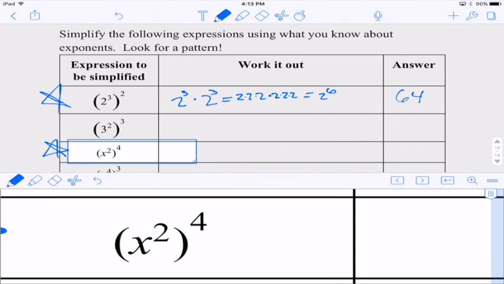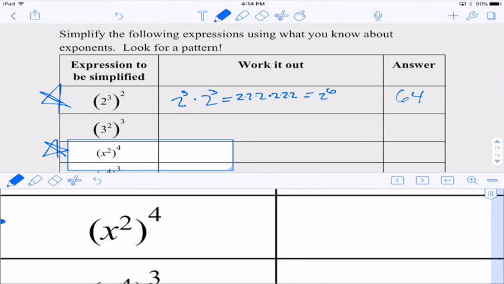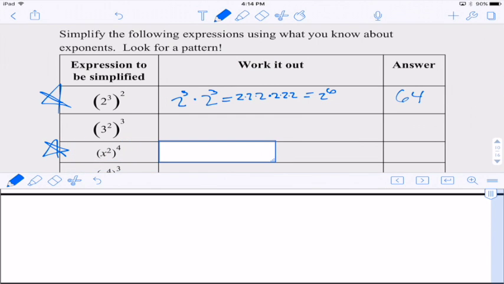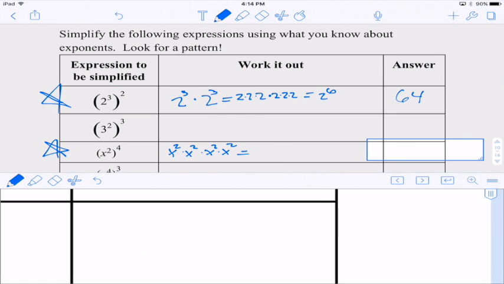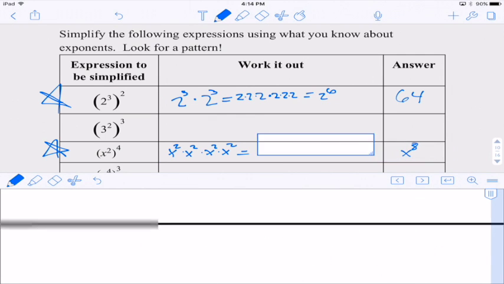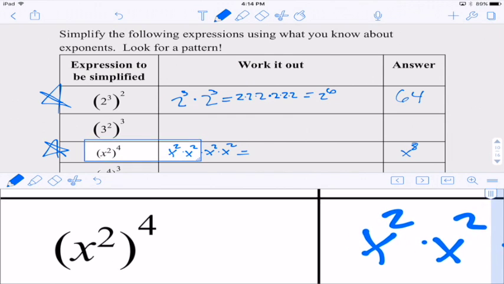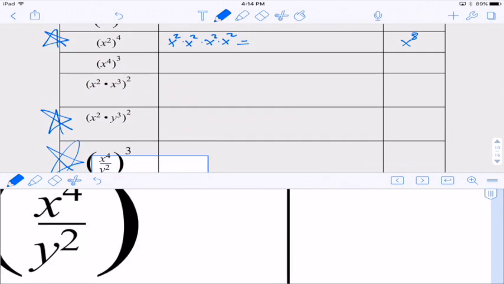We're raising x squared to another power, to the 4th. So what that means is we have x squared times x squared times x squared times x squared. See how that works? So we've got 2, 4, 6, 8. This is x to the 8th. I wonder if there's a relationship between 2 and 4. See if you find the pattern.